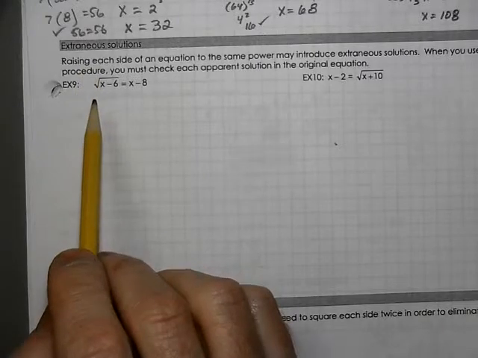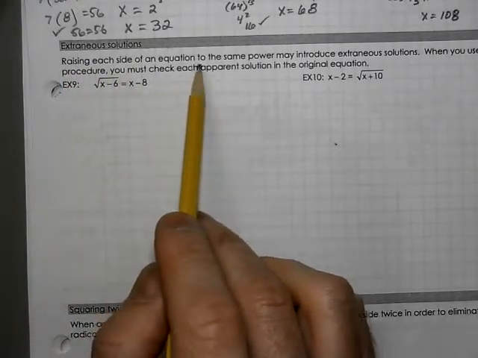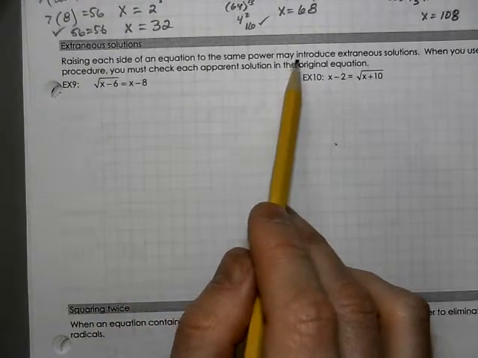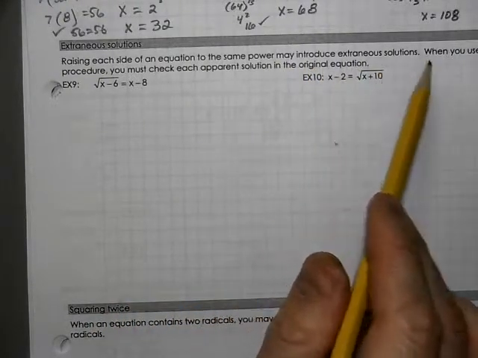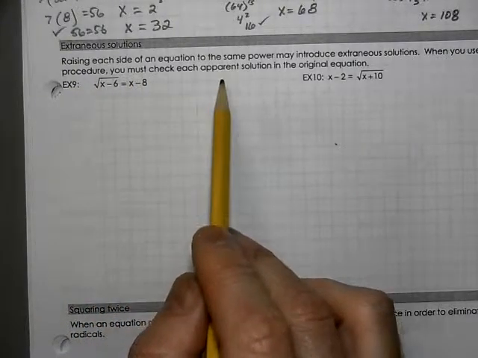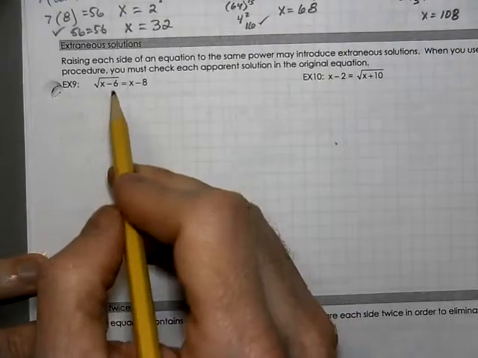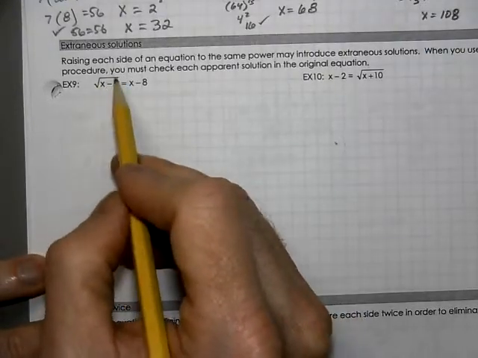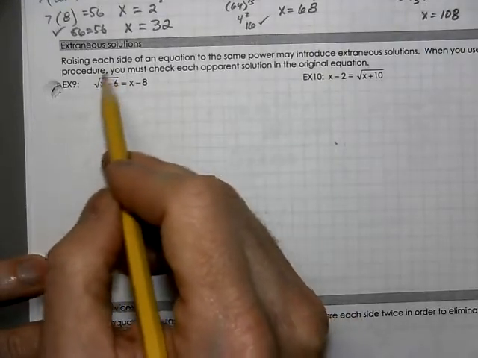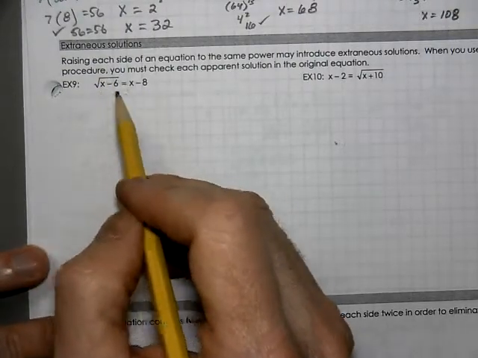Now we're going to look for even some more extraneous solutions. Raising each side of an equation to the same power may introduce extraneous solutions. When you use this procedure, you must check each apparent solution in the original equation. So still, you want to isolate your radical. You see that your radical is all by itself. You cannot add the 6. You cannot pull a 6 out of a radical.